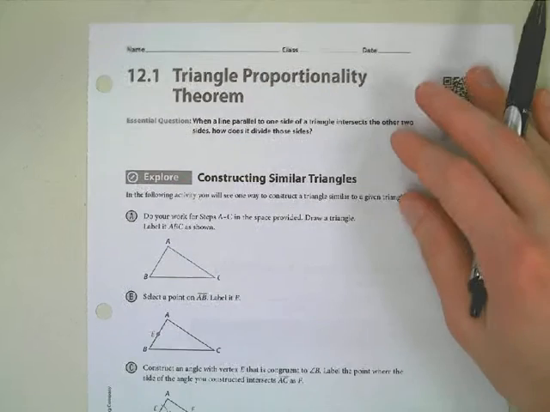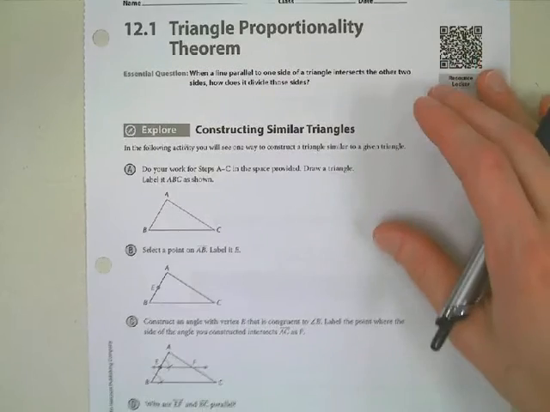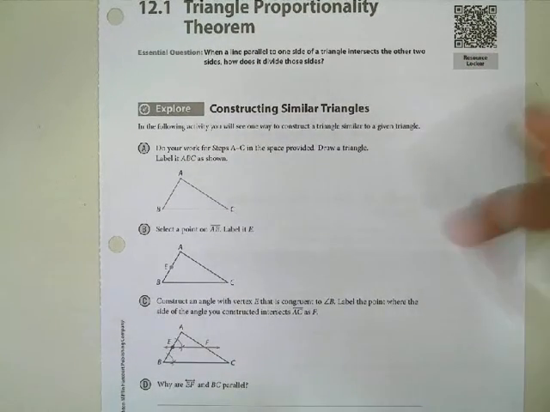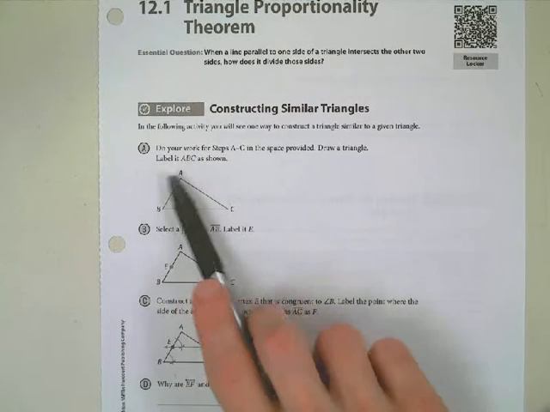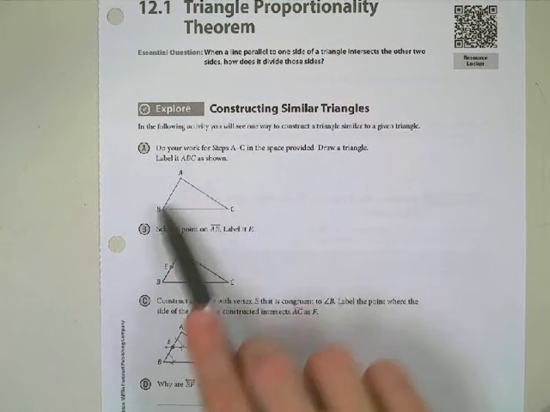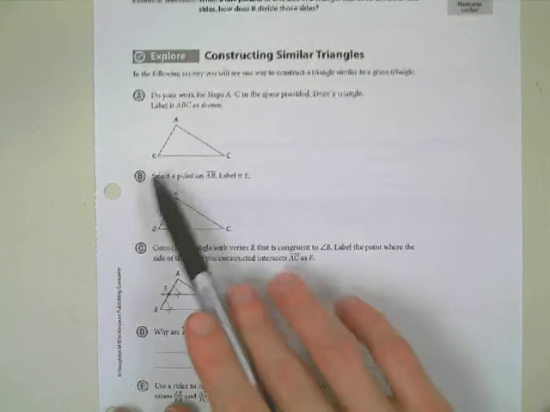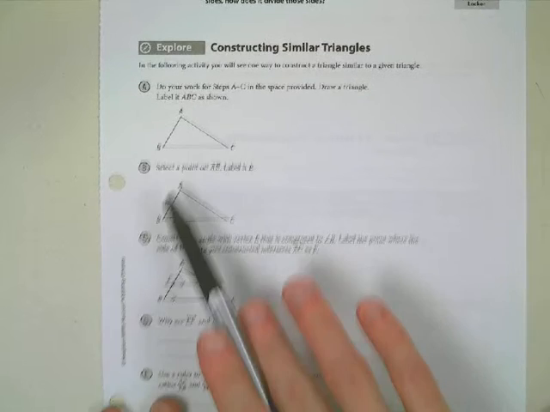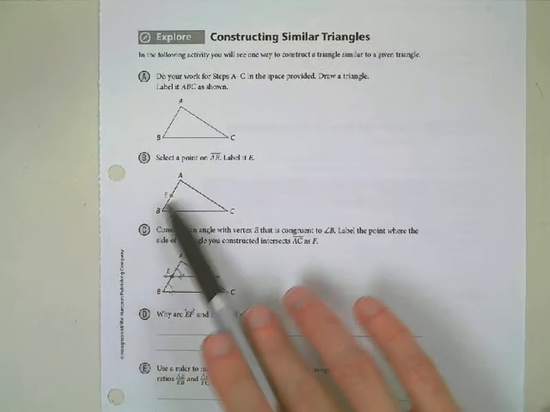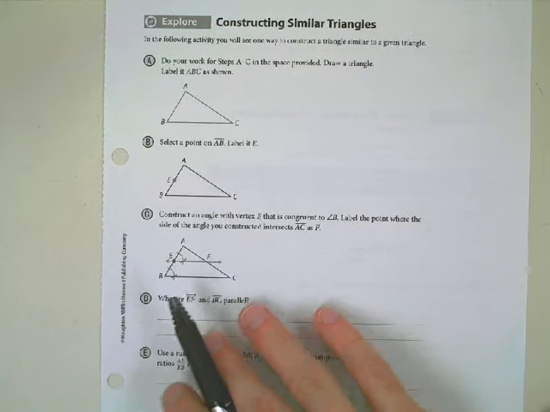So the idea here, to set this up, we're not actually going to do this construction because I just feel like we don't need to. We'll walk through it, okay? So in letter A here, they wanted us to draw a triangle and label it ABC. And for part B, they asked to take any point on segment AB and label it E. So they chose E roughly in the middle of AB.